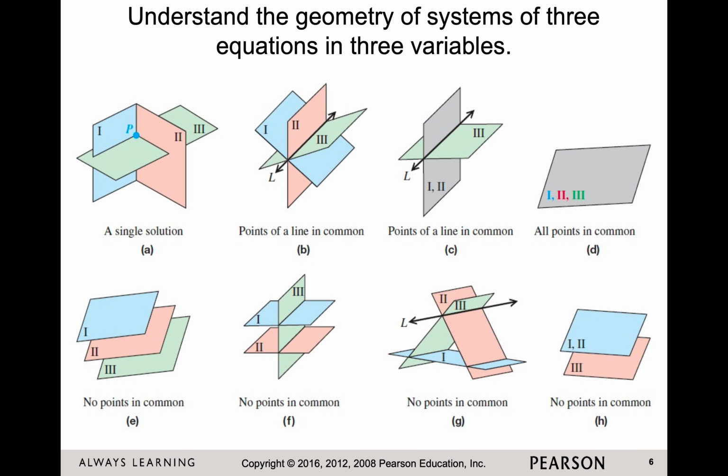The number of possible solutions are a lot. So it could have a single solution, points of a line in common. We could have all these different geometric understandings of how the planes intersect. Do I expect you to be able to draw this or to be able to look at a problem and tell me this? No. But I do want to take the time to explain this is how the planes would intersect one another when you're given the equation.